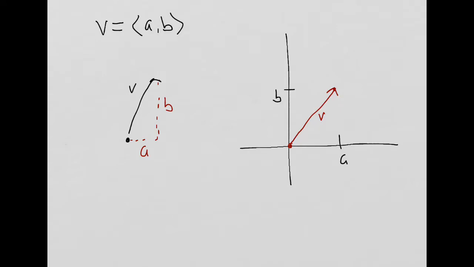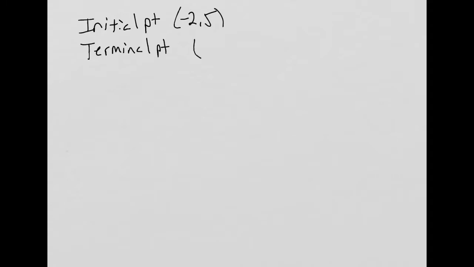So you can set that at the origin. You could also be given two points, what we call the initial point and the terminal point, and find a vector that goes between those two. So if I had initial point, say, -2, 5, and terminal point 3, 7, the vector between those two would need to say, well, if I started here, how far do I have to travel horizontally to get here?